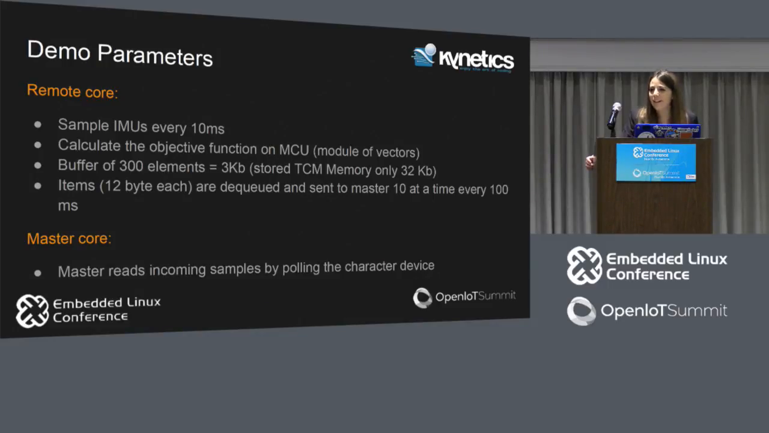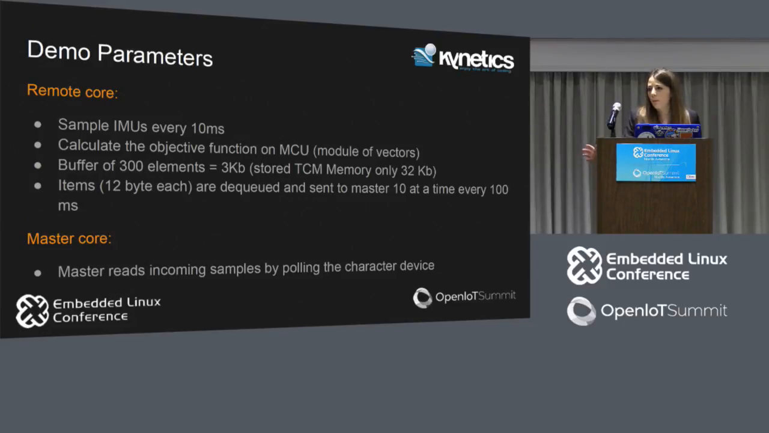300 elements. The reason that we use this size for our queue is that we wanted to store our application on the TCM. So we only had 32 kilobytes. So we have a pretty small buffer. But it's enough for the demo we are studying. And then items are dequeued from this buffer and sent to the master core for visualization. So we send 10 items at a time and every 100 milliseconds.